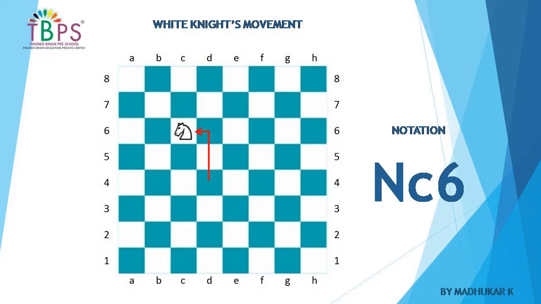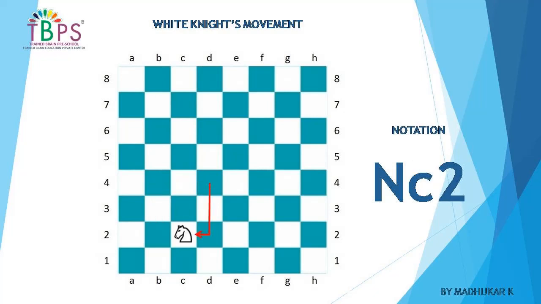Another move for ND4 is NC6. This knight moved 2 moves vertically forward and 1 move horizontally towards left. Another move for ND4 is NB5. This knight moves 2 moves horizontally left and 1 move vertically forward. Another move for ND4 is NB3. This knight moves 2 moves horizontally left and 1 move vertically backward.